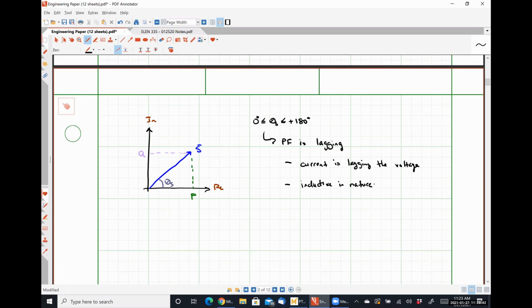Let me ask you guys a question. Does it matter if the resistance is connected in series to the inductance or if it's connected in parallel? Will we still get a positive phase angle?